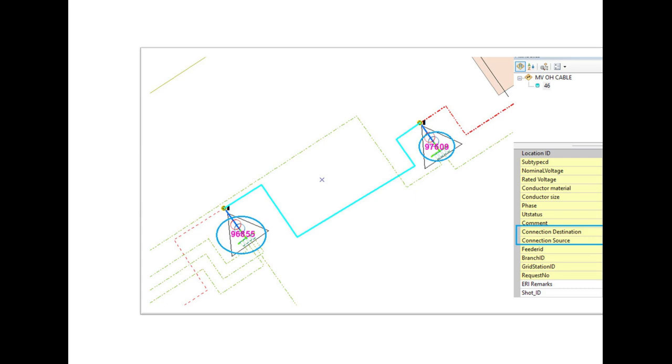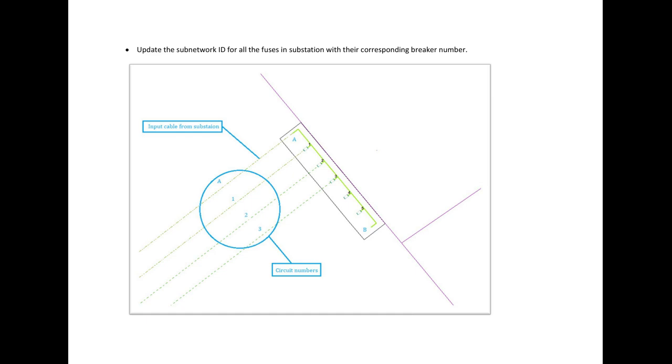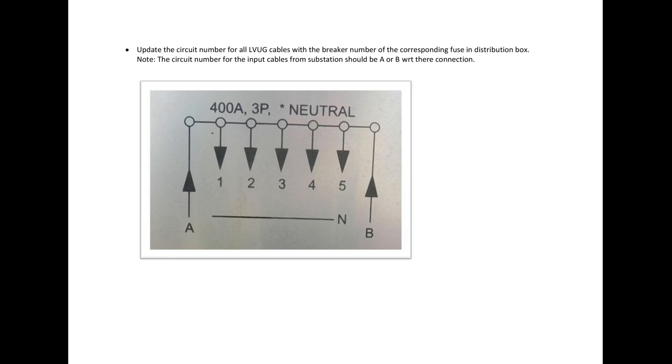Refer to Picture 23. Update the subnetwork ID for all LV-UG cables with the corresponding breaker number of fuses in the substation. Refer to Picture 24. Update the subnetwork ID for all the fuses in the substation with their corresponding breaker number. Update the circuit number for all LV-UG cables with the breaker number of the corresponding fuse in the distribution box. Note, the circuit number for the input cables from the substation should be A or B with respect to their connection.